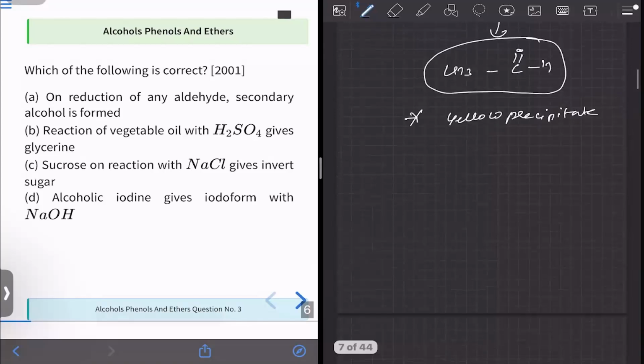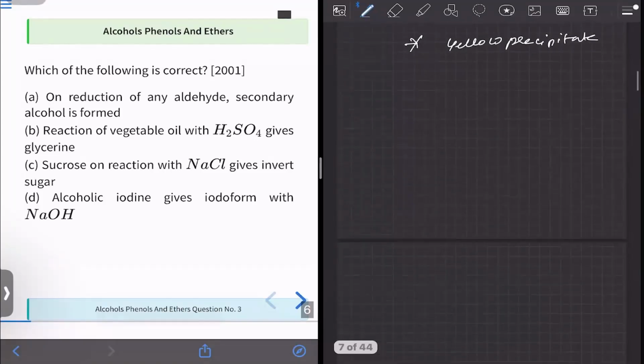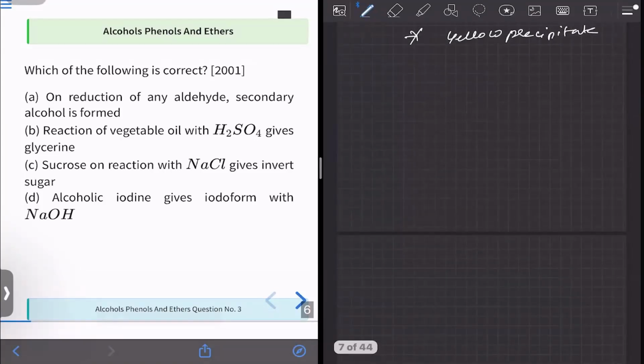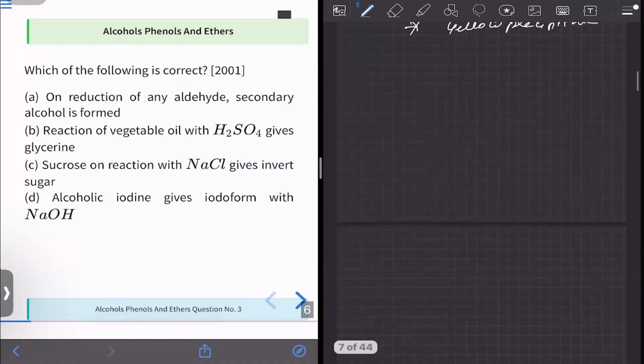Next question. Which of the following is correct? Option A: on reduction of any aldehyde, secondary alcohol is formed. Option B: reduction of vegetable oil with H2SO4 gives glycerin. Option C: sucrose on reaction with NaCl gives sugar. Option D: alcoholic hydrogen iodide gives iodoform with NaOH.